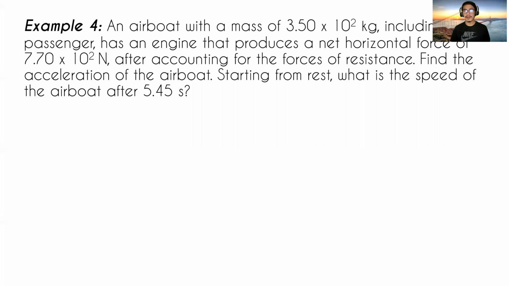Okay, last time we had our problem solving in terms of the first law of motion or translational equilibrium. So these next examples will be about the law of acceleration or the second law of motion. An airboat with a mass of 3.5 times 10 to the power of 2 kilograms, including the passenger, has an engine that produces a net horizontal force of 7.70 times 10 to the power of 2 Newton, after accounting for the forces of resistance. Find the acceleration of the airboat. Starting from rest, what is the speed of the airboat?